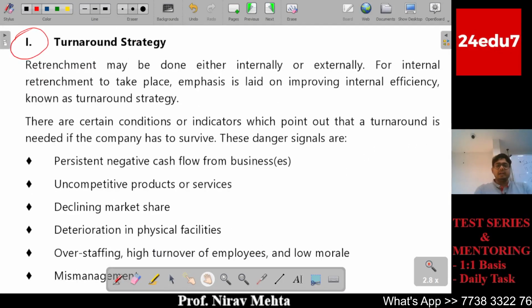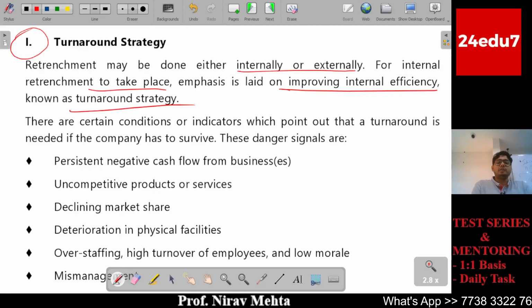Retrenchment may be done either internally or externally. Now you tell me, should we change the government as per our business, or should we change ourselves as per the government? Will you change ICAI as per your progress report, or will you change yourself as per ICAI? So ICAI will not change the exam dates if you have not done the studies. Do improving internal efficiencies. So for internal retrenchment to take place, emphasis is laid on improving internal efficiency, known as turnaround.